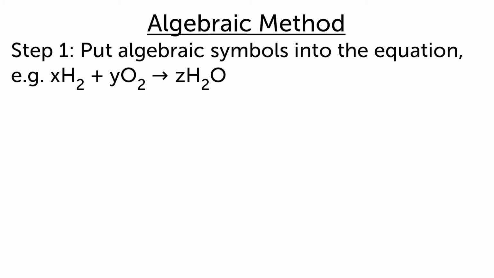For the example of hydrogen reacting with oxygen, we have X hydrogen molecules, and Y oxygen molecules react to produce Z water molecules. It is possible to find the values of X, Y and Z using intelligent trial and error. But there is a better way.